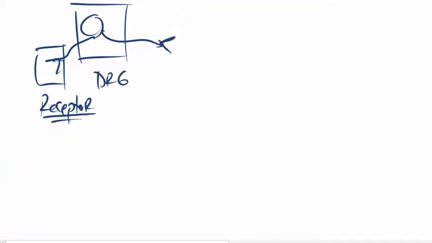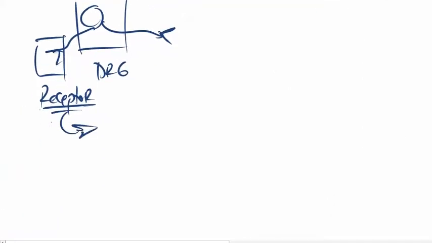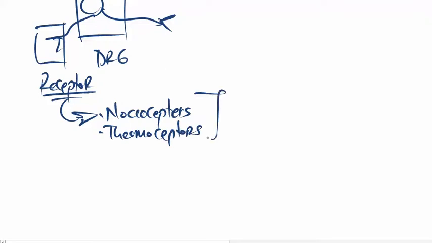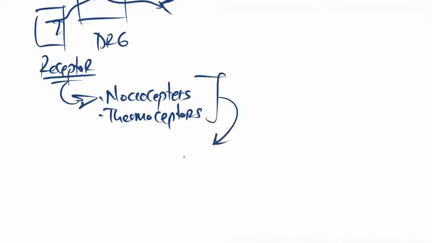So in terms of the receptors, you're going to have your nociceptors. You're going to have your thermal receptors. Really, both of these are free nerve endings.